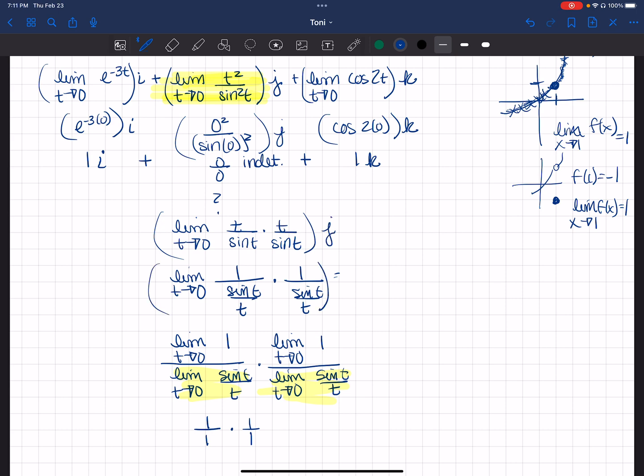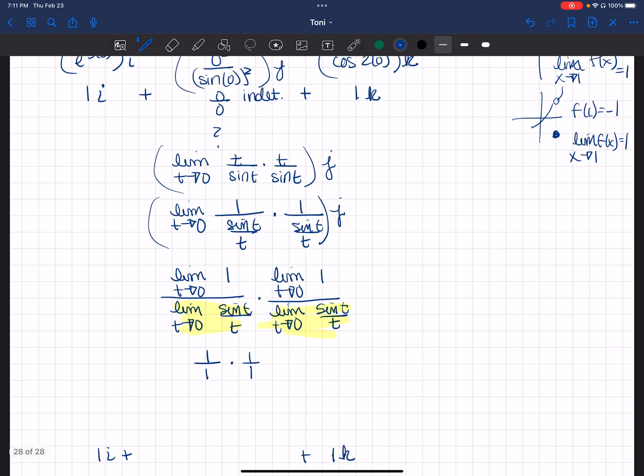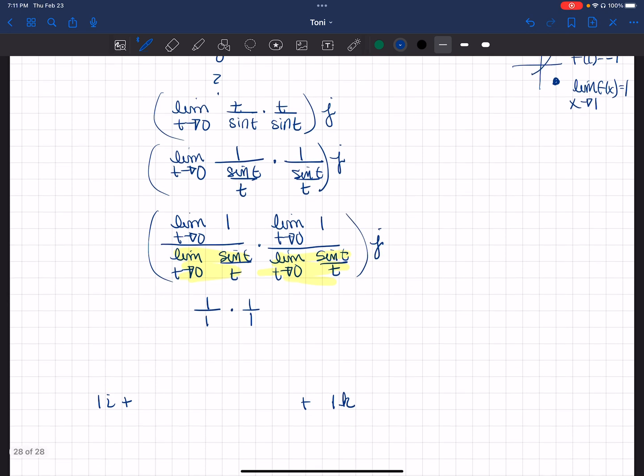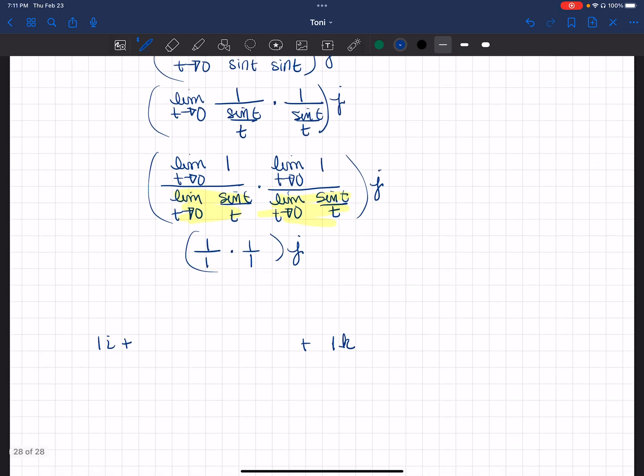I didn't write it. My good math professor, Dr. Goddard, would have counted it wrong because I failed to write the j. And so all that times j. So that does give me 1j.